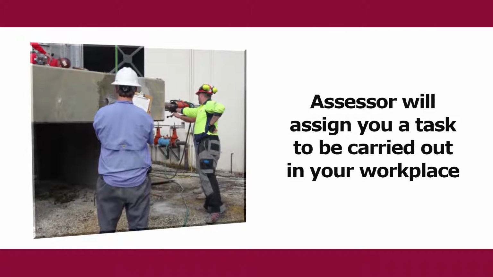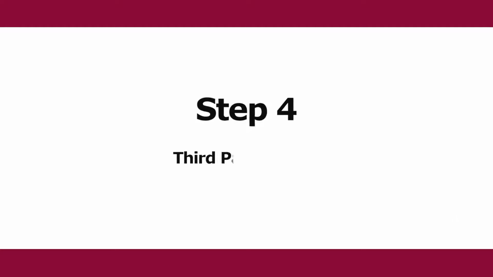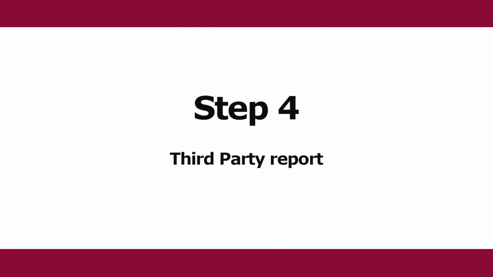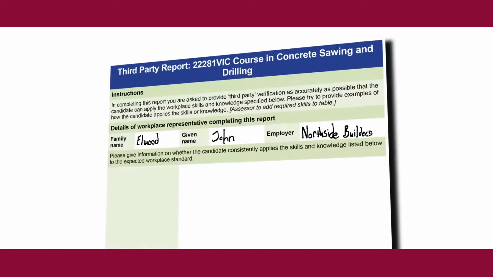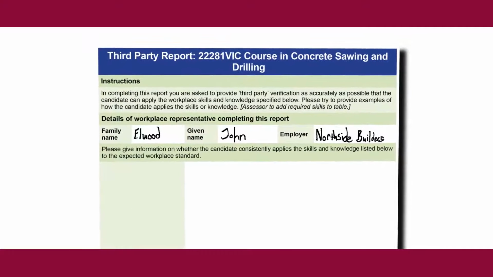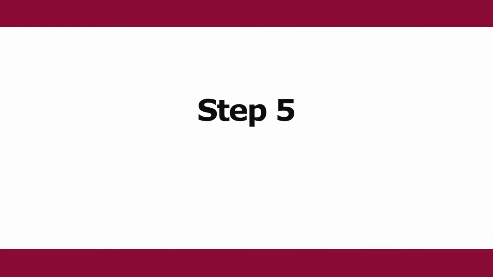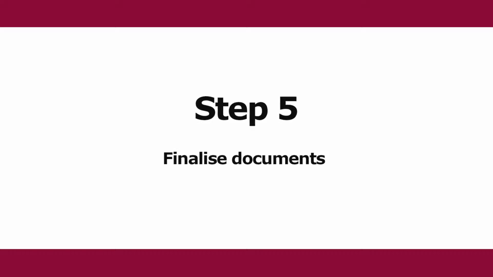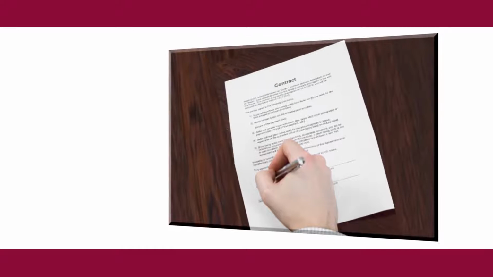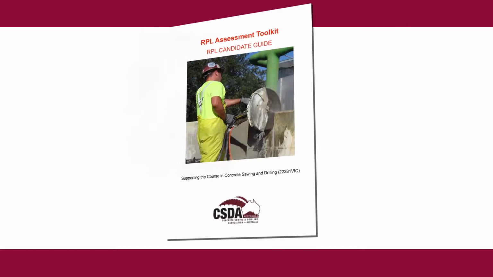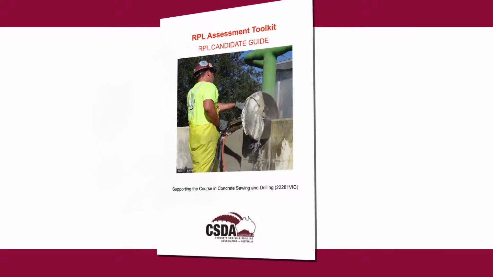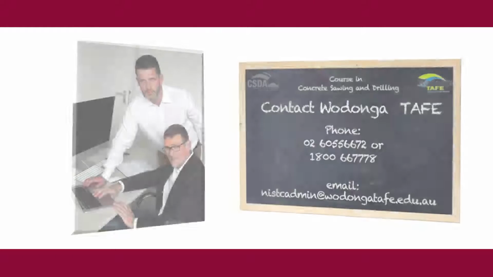Step 4, your assessor may ask your workplace representative to provide a third-party report to verify you have particular skills and knowledge. Once you have received feedback from your assessor and signed the required documents, that's the end of the process. Remember to read your candidate guide if you are unsure of anything, or be in touch with Wodonga TAFE or your assessor.